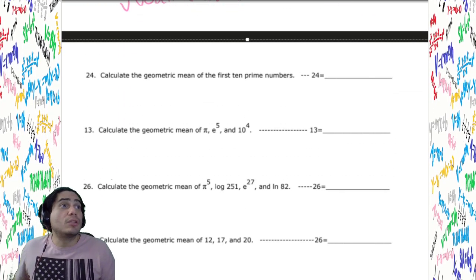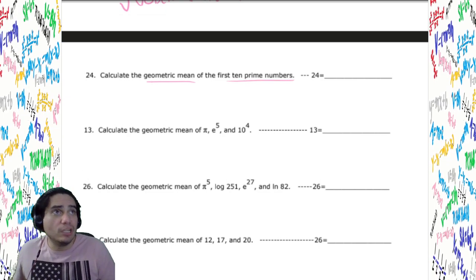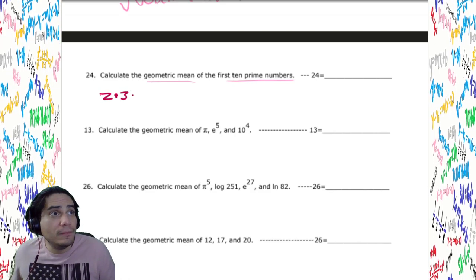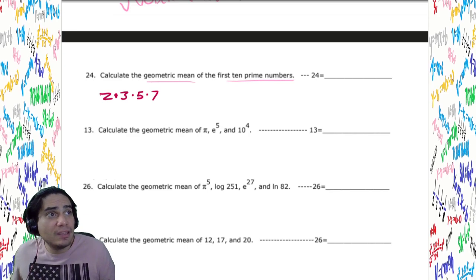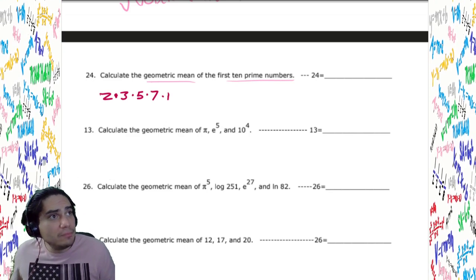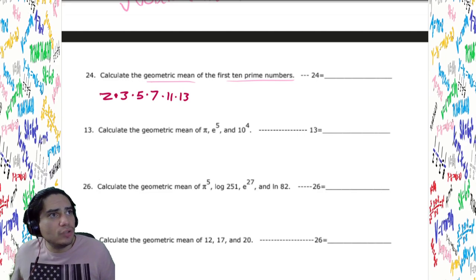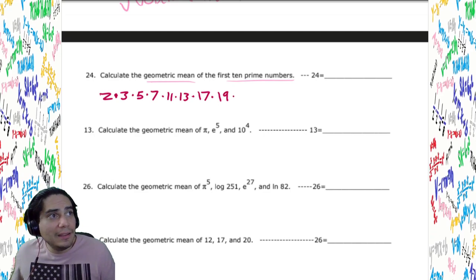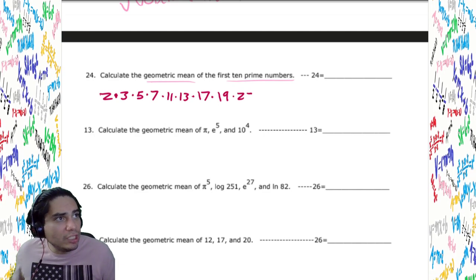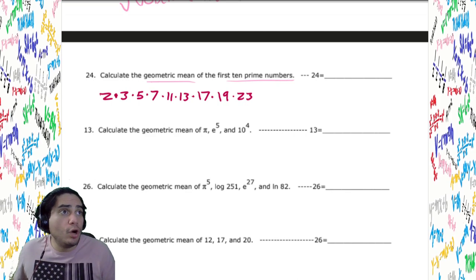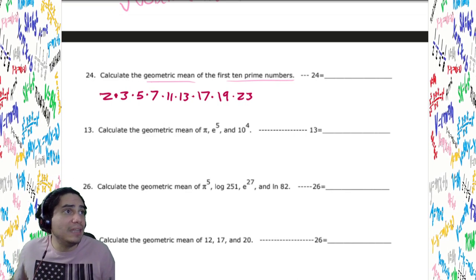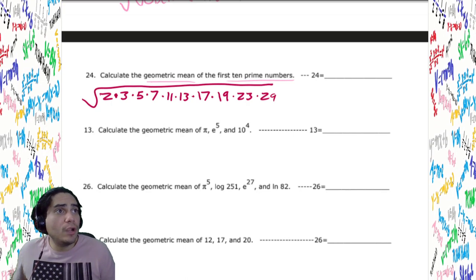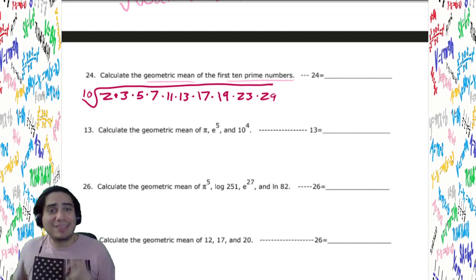We need to find the geometric mean of the first 10 prime numbers. So let's write them out. We got 2 times 3 times 5 times 7, not 9, times 11 times 13. So how many is that? That's 6. Times 17 times 19, not 21, but 23. And times one more. 1, 2, 3, 4, 5, 6, 7, 8, 9. And times 29. And then we're going to find not the square root, not the fifth root, but the tenth root. So let's do it.